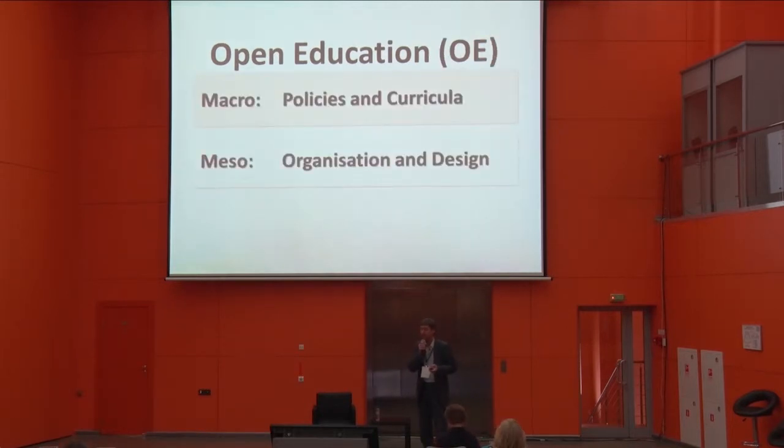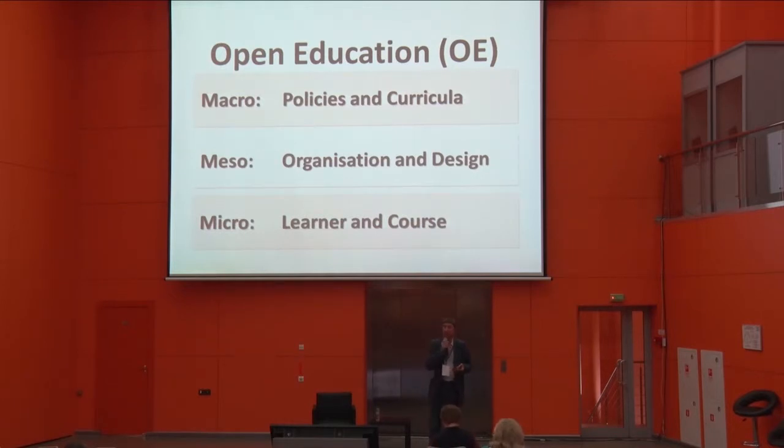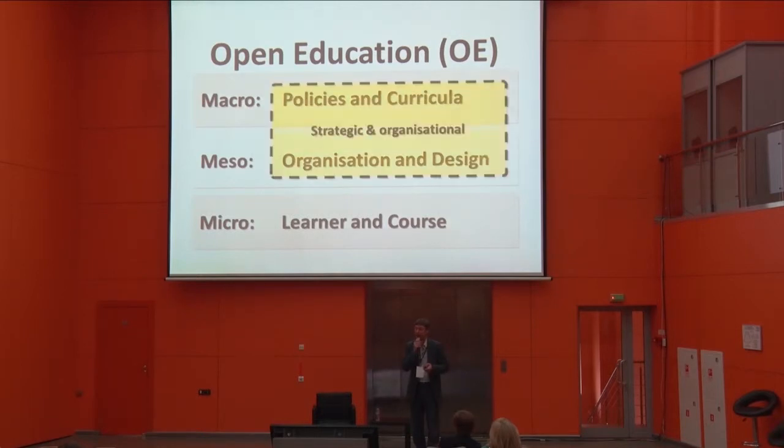Okay, if you distinguish between open education, we have to consider 3 different levels. At the macro level, we have policies and curricula. At the meso level, we have to deal with the organization and the design of open education. And at the micro level, we are addressing the learner and the course that he or she is taking. The macro and the meso level are addressing the strategic and organizational objectives. That is most important also to start with them, because otherwise you're failing at the micro level.